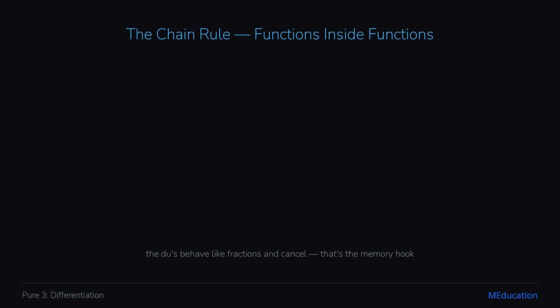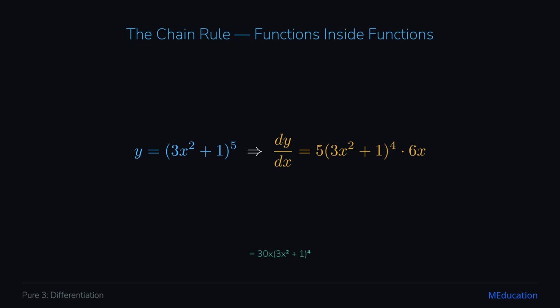Watch it on y equals 3x squared plus 1, all to the 5th. The outer power gives 5 times the bracket to the 4th. The inner derivative is 6x. Multiply them and you are done, 30x times the bracket to the 4th. The bracket comes along untouched, only its power drops, and the inside's derivative tags along.